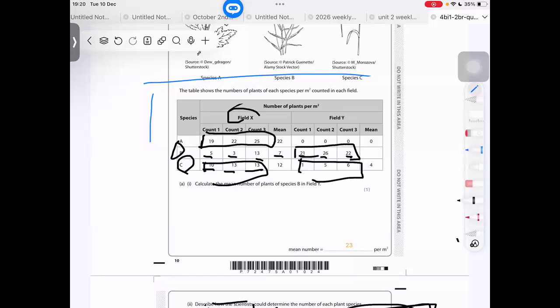So basically, you can write it like this. The field X shows little variation in numbers in species A, right? That means in species A, there is little variation. If you take the numbers, they're closer to each other. There's not much of a big difference, because 19 and 22, 25, a difference of 2 or 3. Can you understand?